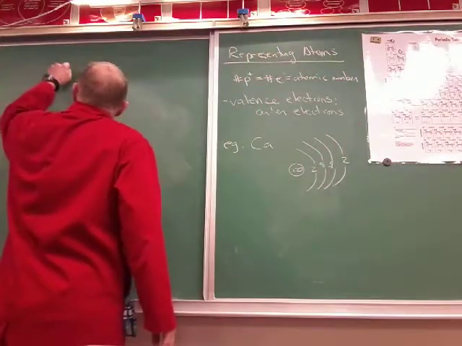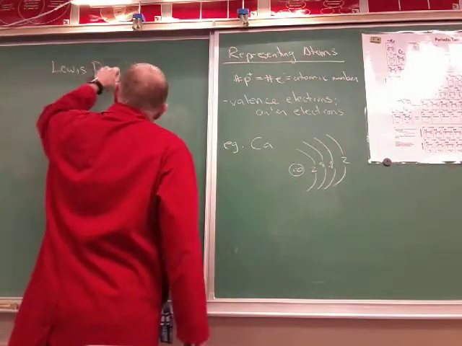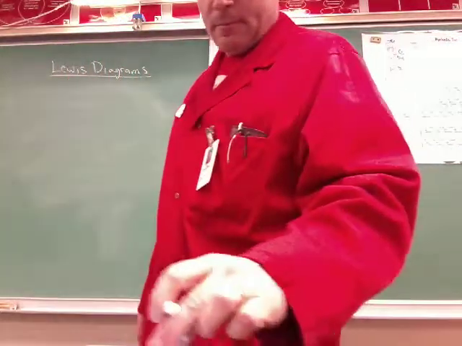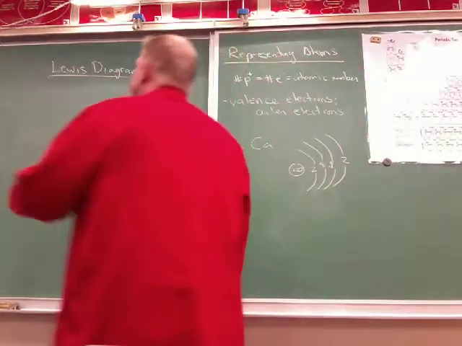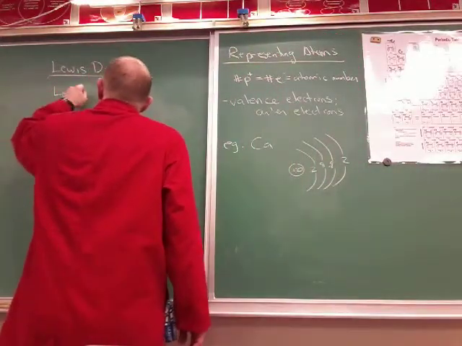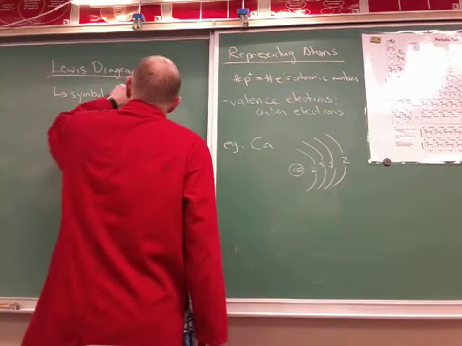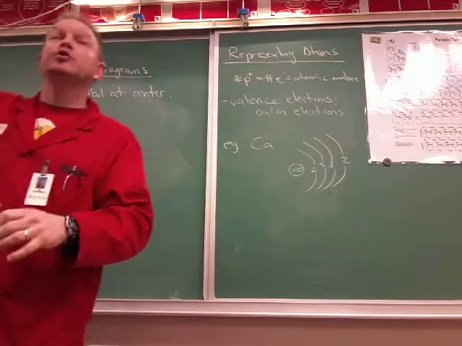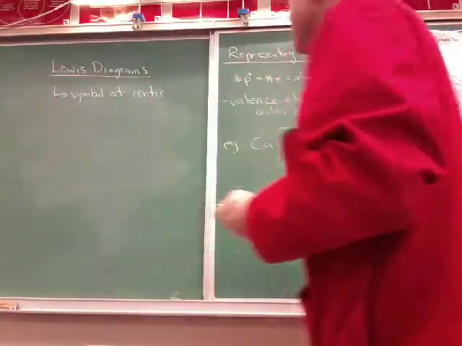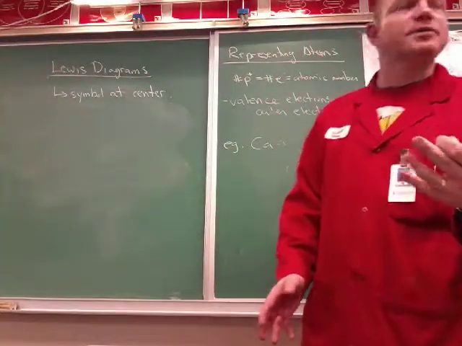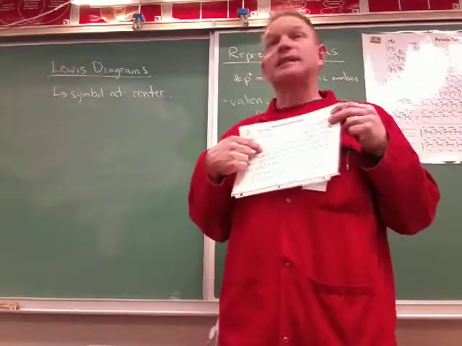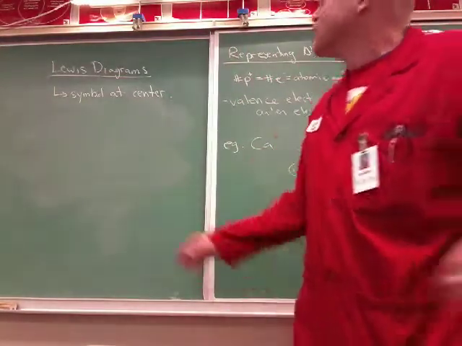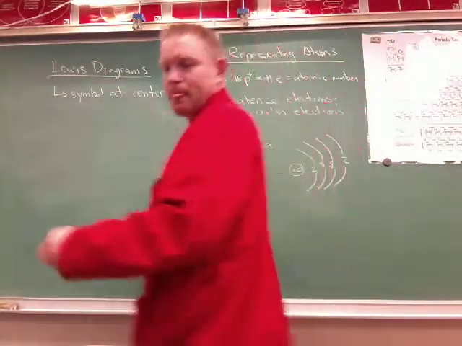So now let's talk about Lewis diagrams. In a Lewis diagram, the symbol is at the center. Don't know if you remember that. We don't put the number of protons, but we use the symbol. Remember, the symbol will tell us the number of protons. That symbol identifies the element. If we really needed it, we could go to the atomic number and get the protons. So we put the symbol at the center.